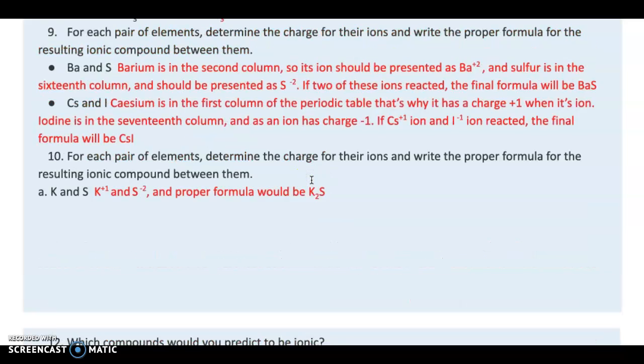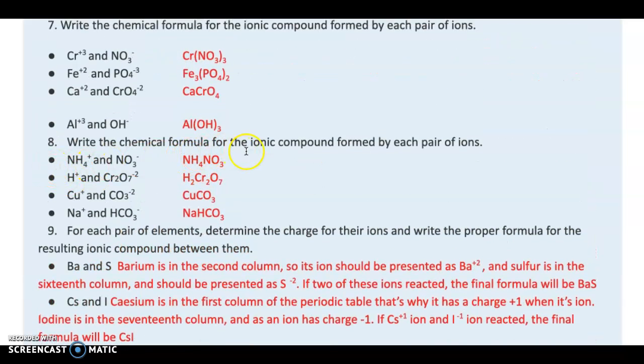Write the chemical formula for the ionic compound formed by each pair of ions. So here you go. This is a little bit more complicated. This is called ammonium cation, and this is nitrate. Both of them have identical numbers, +1 and -1. Even though the charges are different, the numbers are the same, +1 and -1. Therefore, you don't need a parenthesis here. You just combine them together and lose the charges. So NH4NO3. This is your compound.